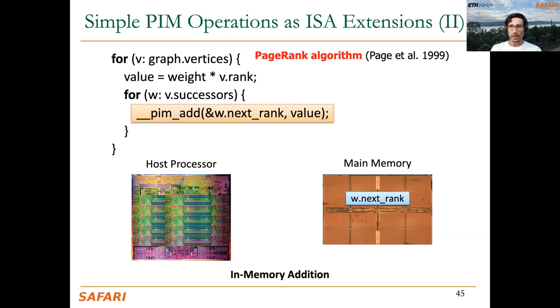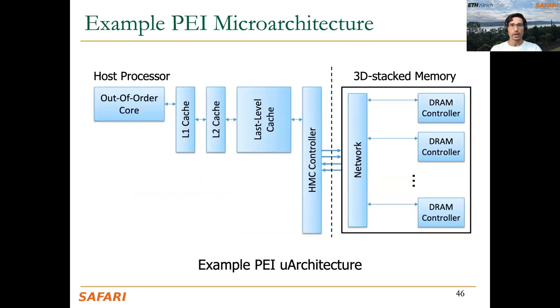So the PIM-enabled instructions work proposes PIM instructions, or PIM-enabled instructions, that run on the memory side. And this way, it's not necessary to bring back and forth cache lines from the main memory to the cache hierarchy in the host processor. It's much, much simpler by sending values from the host processor to the main memory and then performing the operations in main memory. In this case, as you see, a significant reduction of the total amount of data movement.